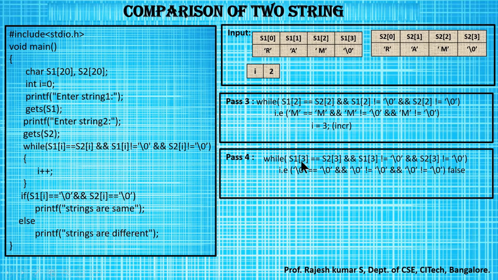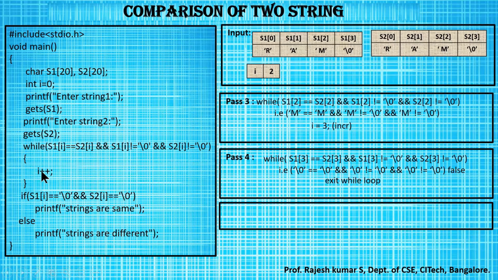When I value becomes 3, you can check here. S1 of 3 is a null value. Yes. Double equals S2 of 3 is also a null value. Yes, the condition is true. And S1 of 3 not equal to null. Here the condition becomes false because it is equal to null. Again, if any one of the conditions becomes false, the entire condition becomes false over here. Once it becomes false, we'll come out of the while loop.